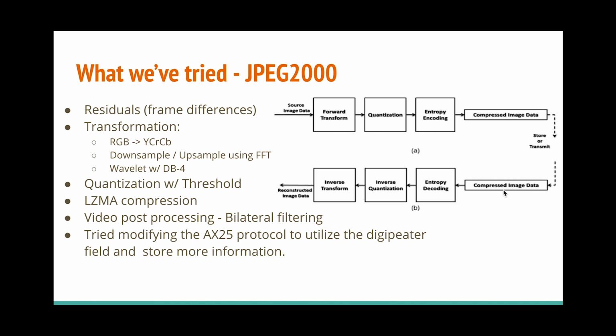Once we receive the data, we'll perform the corresponding inverse transformations, and in the end, we'll use bilateral filtering for video post-processing, which helps to reduce ringing artifacts in the image. Finally, we stack the frames together to reconstruct the video.